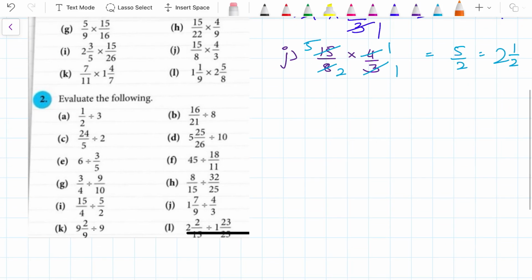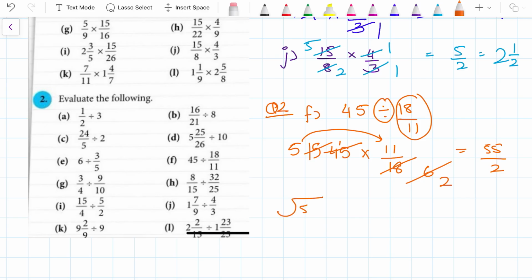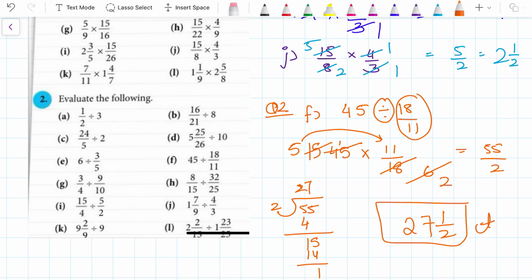Let's do question number 2, part F. 45 divided by 18 upon 11. You convert the division sign into multiplication and reciprocate this fraction. 3 times 6. 3 times 1 is 3 and 3 times 5 is 15. 3 times 2, 3 times 5. 5 into 11 is 55 divided by 2. Long division to convert it into a mixed fraction. 3 times 7 is 14. 27 whole 1 upon 2 is going to be my answer for this.